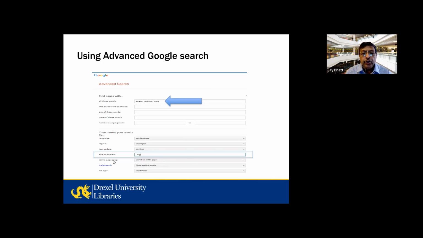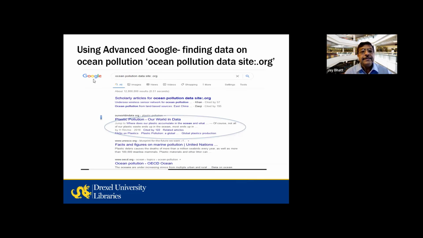or government agencies. So you can use .org or .edu or .gov so that you can specifically find data sets from quality websites, and you're not bombarded with thousands of commercial sites if you just don't filter by this. So I'm using .org, ocean pollution data, and you can see that it takes me to this advanced search page limiting to .org websites only.